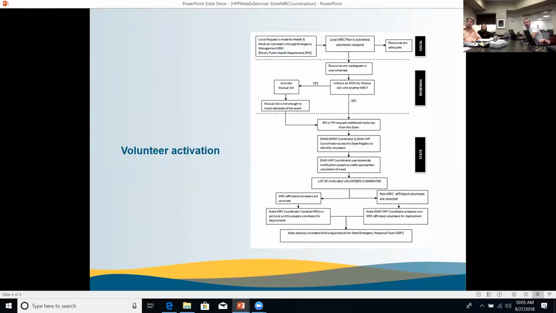In the state plan, in the back of the state plan, we do have an outline of how the local, regional, and state activation would occur to request ESAR VIP and Medical Reserve Corps volunteers. This is an overview of how that activation process occurs, and I'm going to just go through each section in a little more detail so that we can break that down and discuss that. And if there's any questions along the way, I'm happy to answer those.